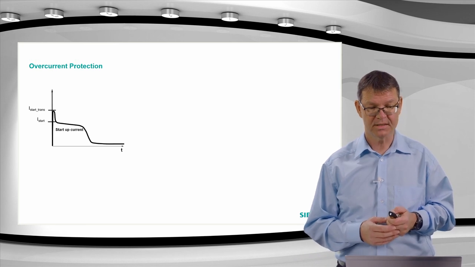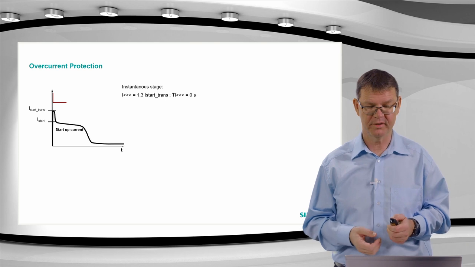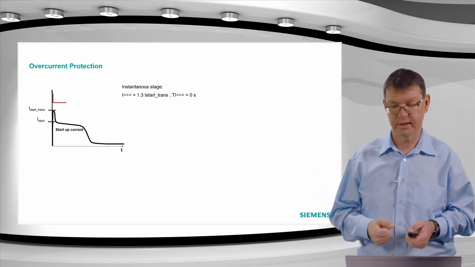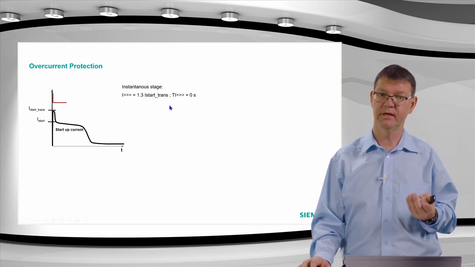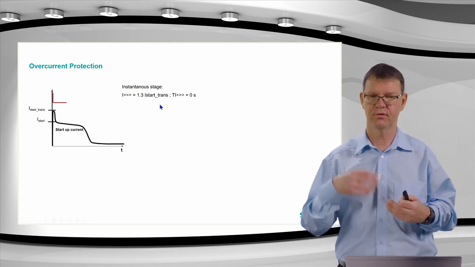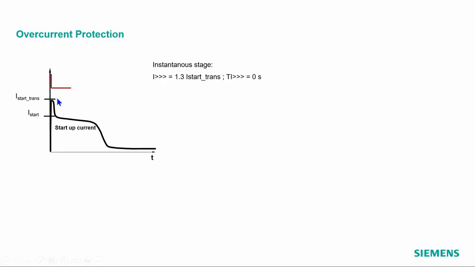Okay, let's have a look at how we can set the overcurrent protection. Basically, I already mentioned it. We have 3 stages, or at least the first 2 stages are relevant. The instantaneous stage: a practical value here is to go 30% above the transient current, to have enough margin so that we don't interfere with the startup current, and we don't apply any time delay. So here we can trip immediately. If a current is that big, it cannot be something regular, it must be a fault.